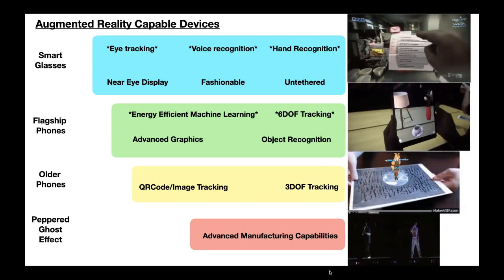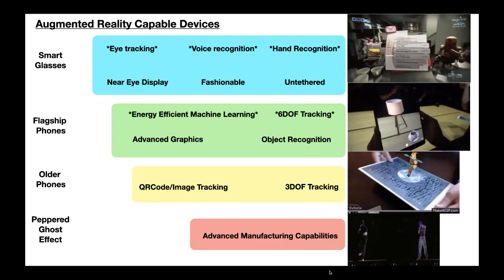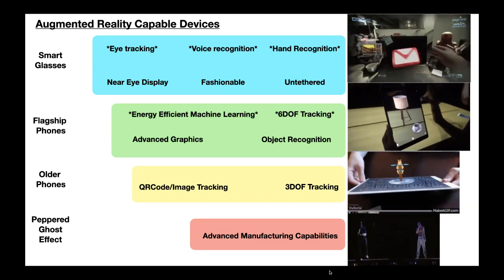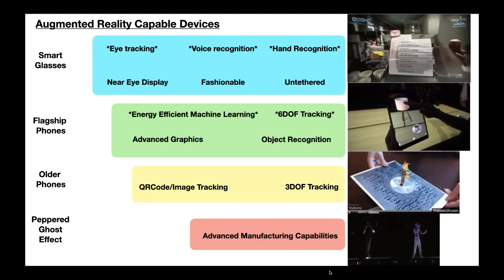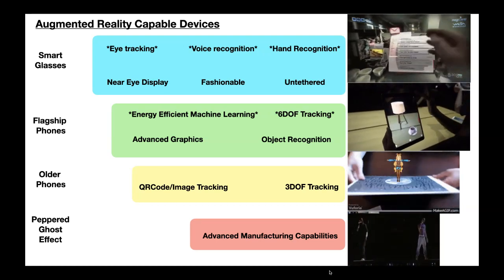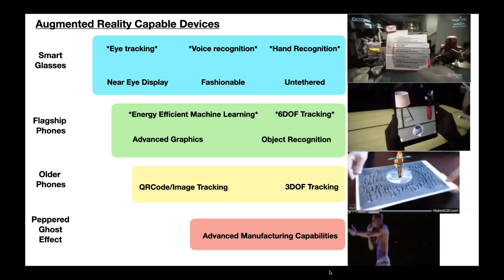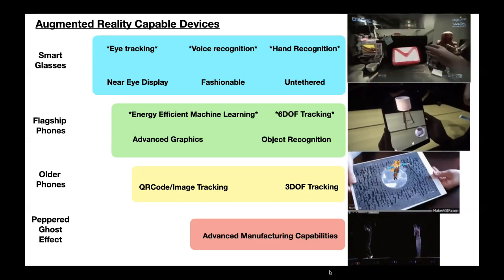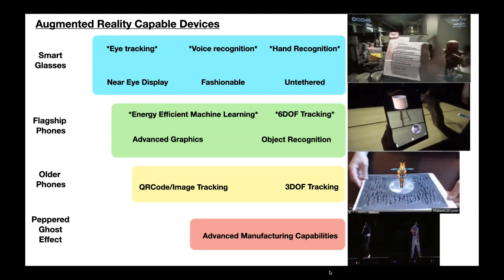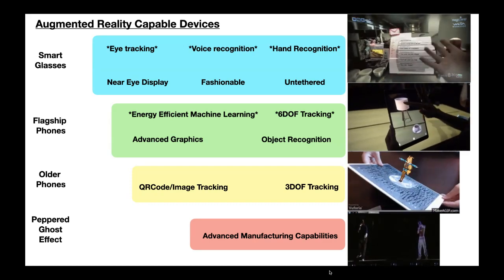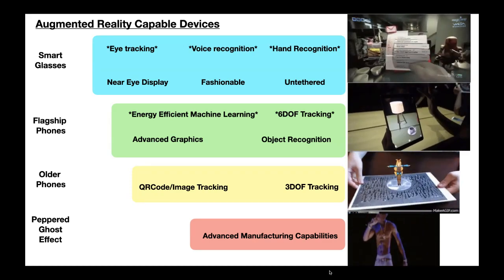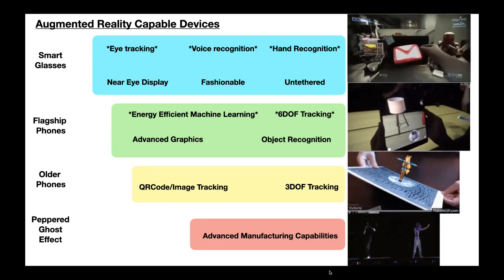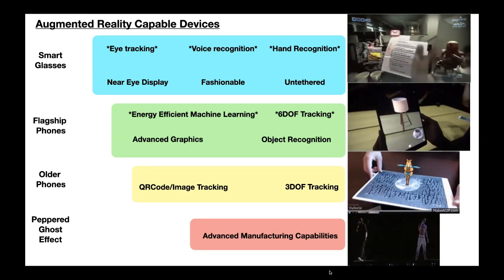In our flagship phones, this would be any of your most current up-to-date phones. So think your iPhone 12s, your Android Pixels, and your Samsungs. All of these usually have these things built in at this point. So we have energy efficient machine learning. We have 6 degrees of freedom tracking, so that's the ability to move around the object and move forward and backwards around it. To actually be able to walk through that lamp in that iPad, that's what 6 degrees of freedom is. We have advanced graphics, which are a lot better than you would get on a phone from 2009. And then we have object recognition thanks to that machine learning, so we have the ability to recognize when we enter the same room or if we are pointing at a particular object.